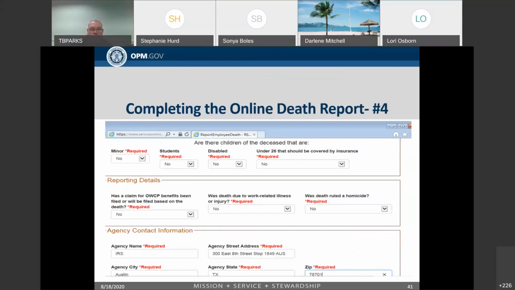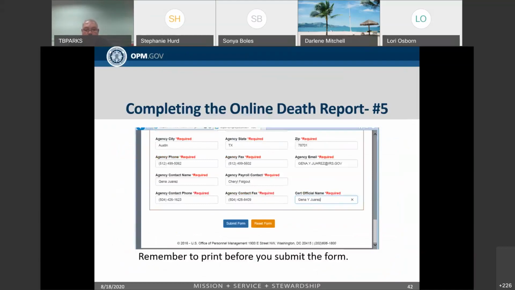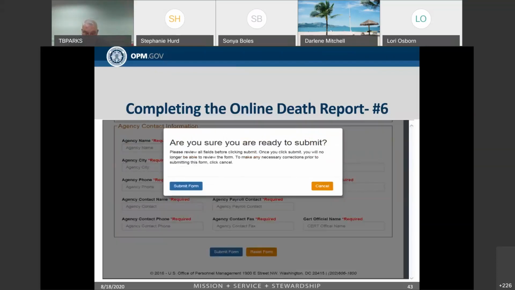There's some more information that we have. Whatever information is there, just go ahead and complete all the required fields. Once you get to the bottom, you'll want to print it before you submit the form. You will not get another opportunity to print it, so before you submit it, please print it out. When you click submit, the system will ask if you're sure. If everything's okay, you can click submit.